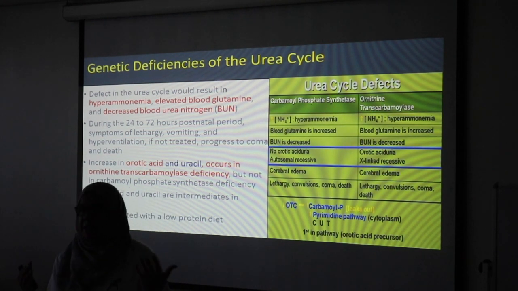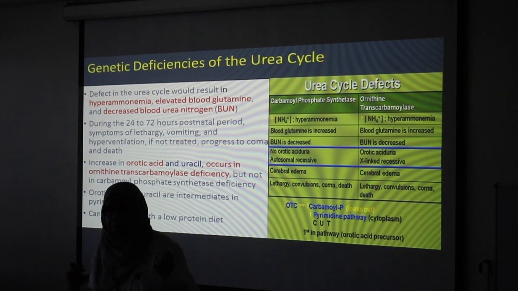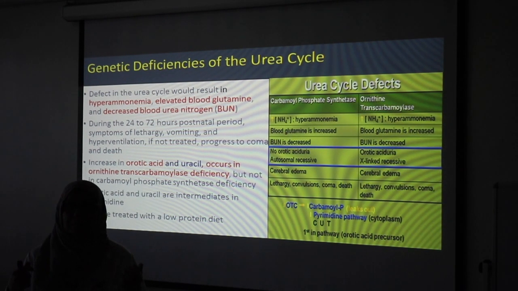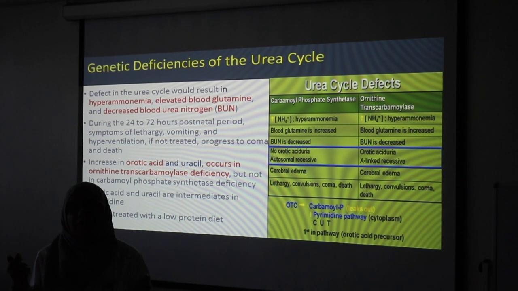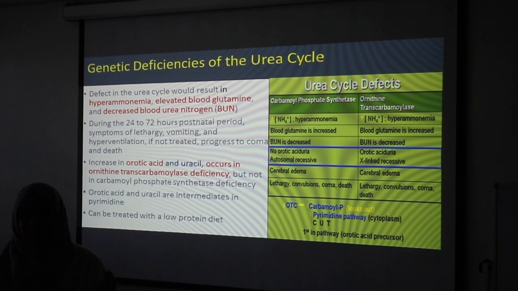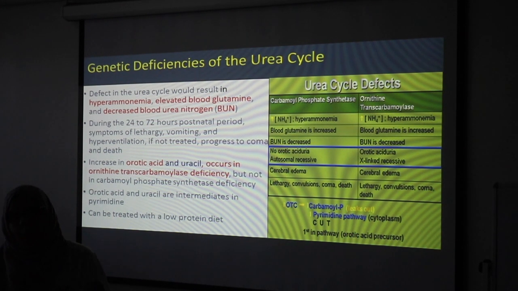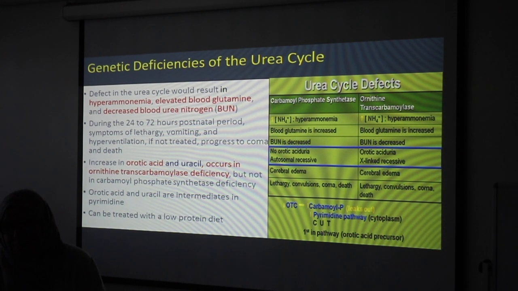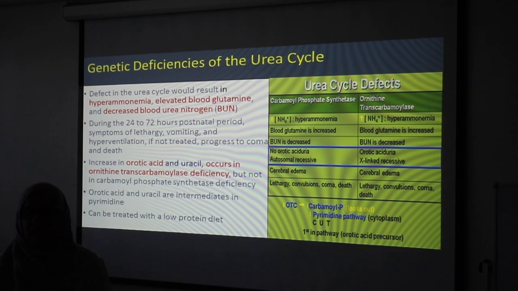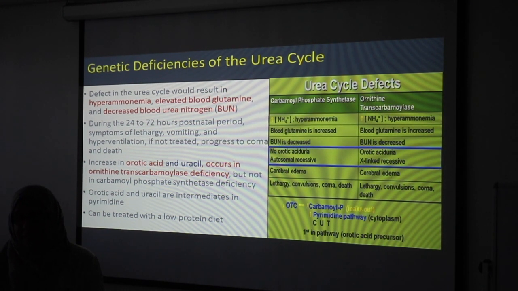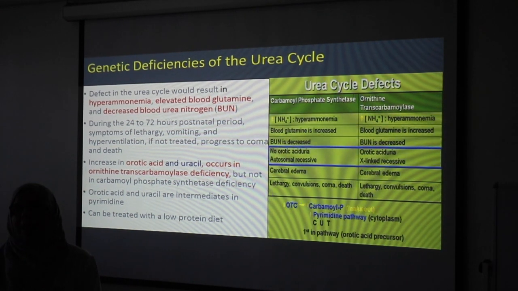hyperammonemia. What are the symptoms of hyperammonemia? What's the meaning of hyperammonemia? Hyperammonia in the blood. Okay, so it means what? Excess ammonia in the blood. Okay, what are the symptoms in a patient? Yes? Sleeping a lot. Or playing with the mobile phone?